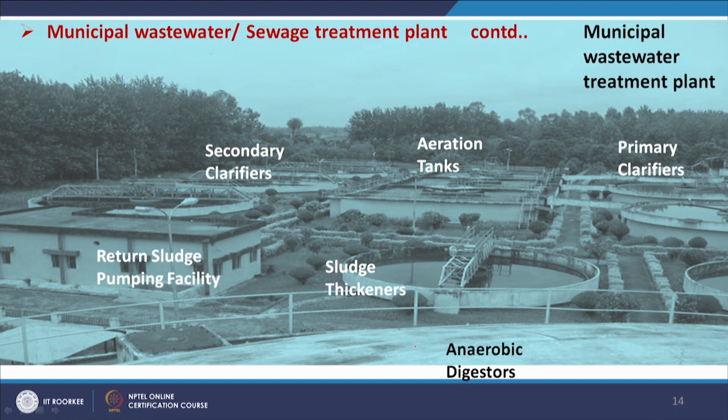So, different units we have, like primary clarifiers, then the aeration tank, then secondary clarifiers, then sludge thickeners and the return sludge pumping facility, and these are anaerobic digesters. This is basically to digest the sludge which is generated in the sewage treatment plant. By this anaerobic digestion biogas can be produced, and the wastewater which will be generated through this anaerobic digestion process can further be recycled to this stream in the aeration tank.